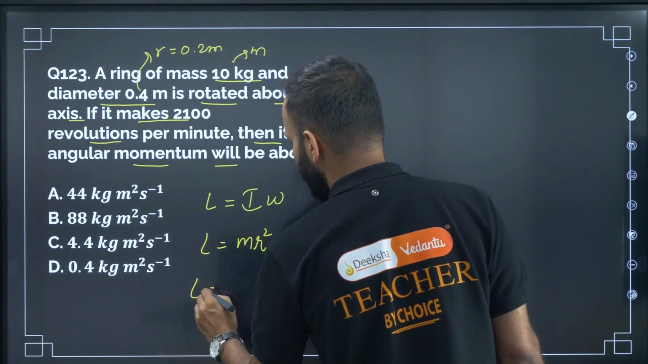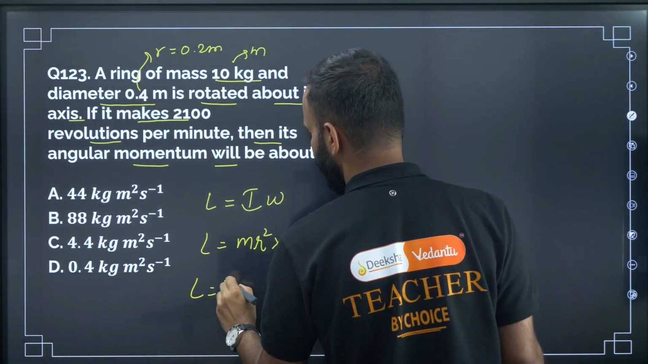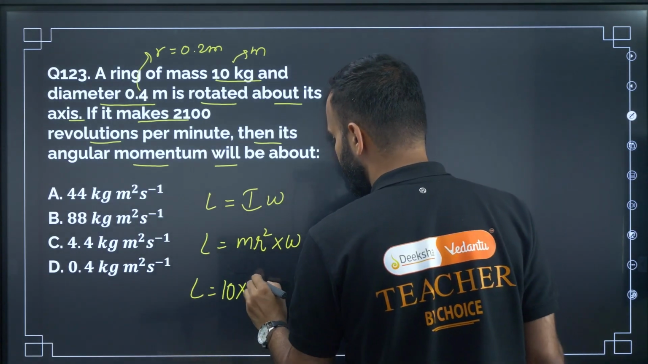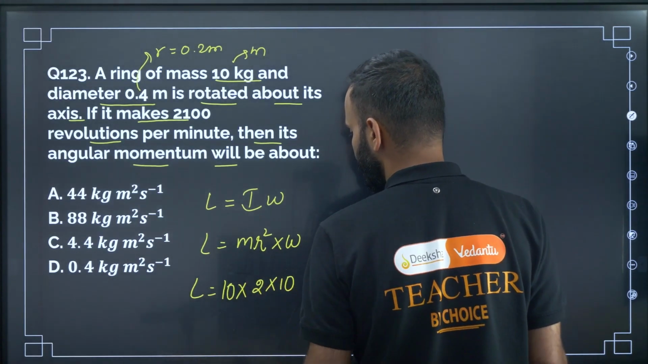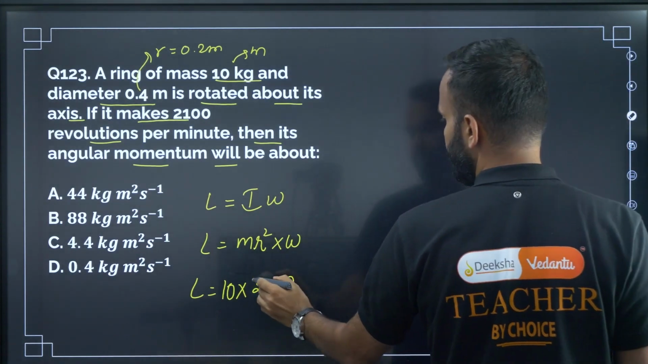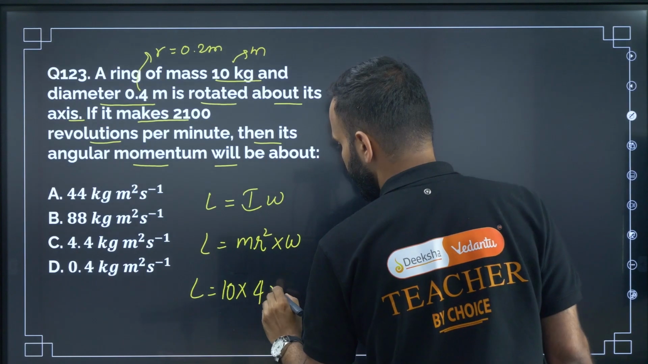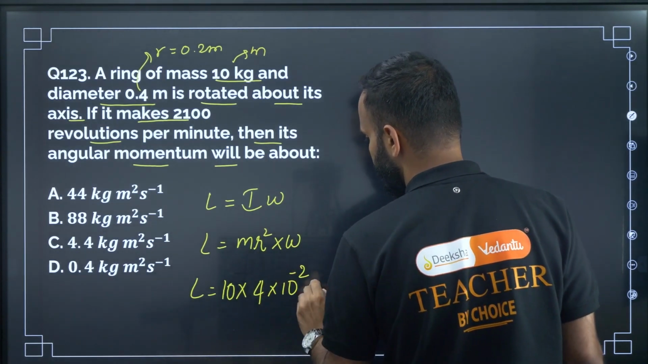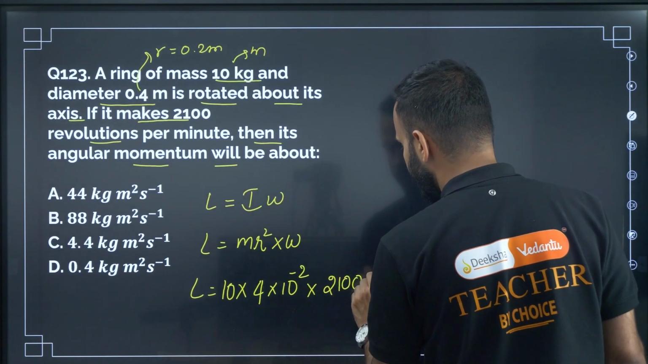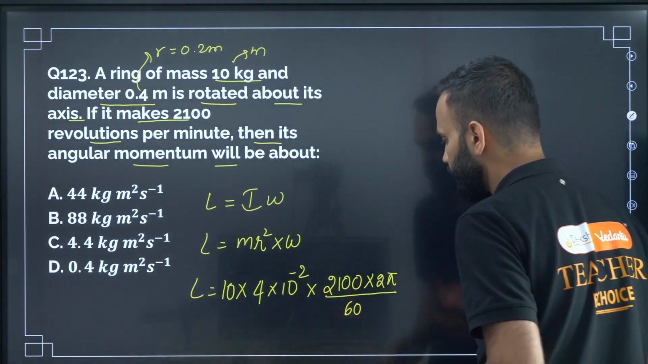Now L is equal to, here the mass of the ring is 10 kg, 10 into r squared, 0.2 squared. 0.2 squared is 4 into 10 to the power minus 2, into omega. Omega is 2100 into 2 pi divided by 60, right?